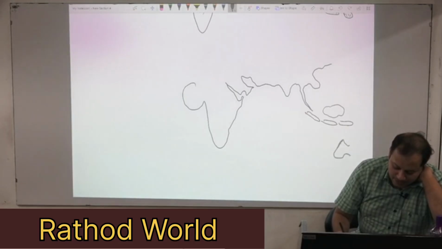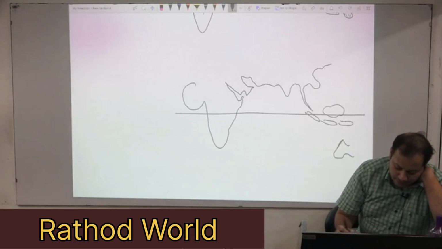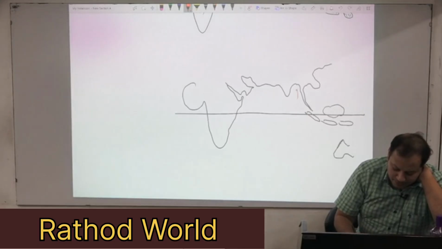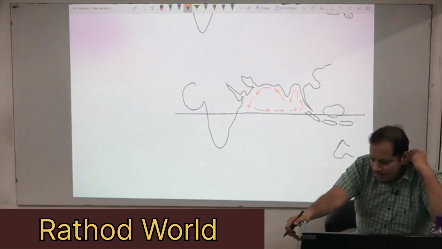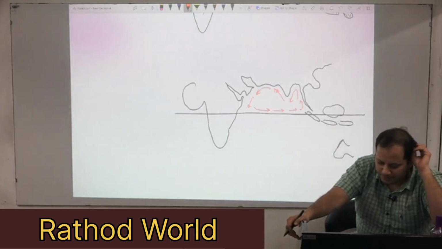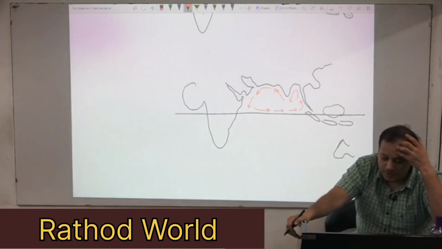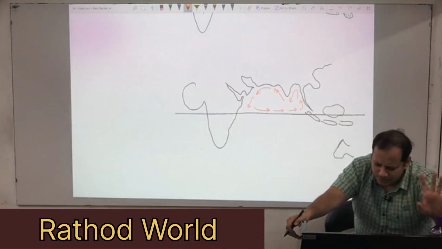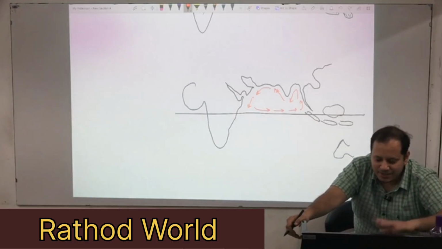And the northern Indian Ocean develops northeast monsoon current. Northern Indian Ocean; the southern Indian Ocean is below the equator. It develops northeast monsoon current which flows in northeasterly direction. No need to write that, the northeast monsoon current obviously flows in the northeasterly direction.